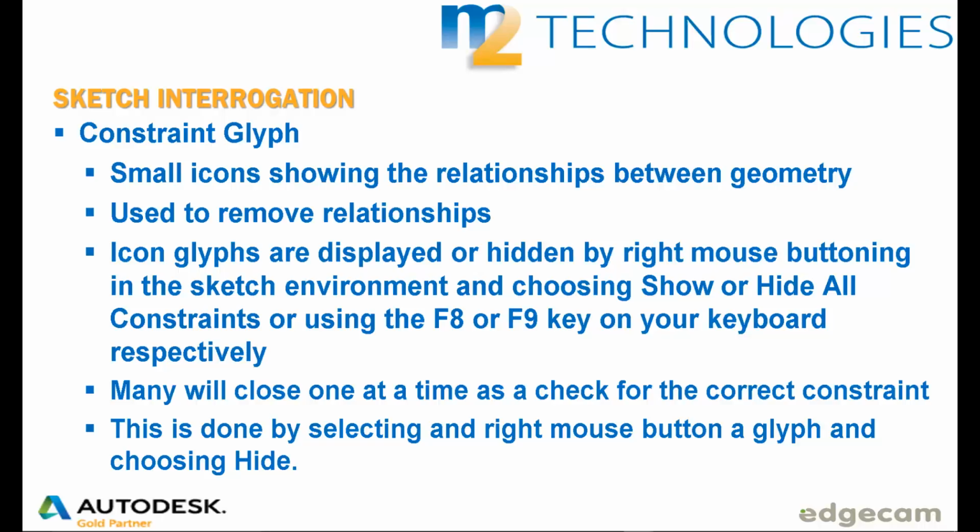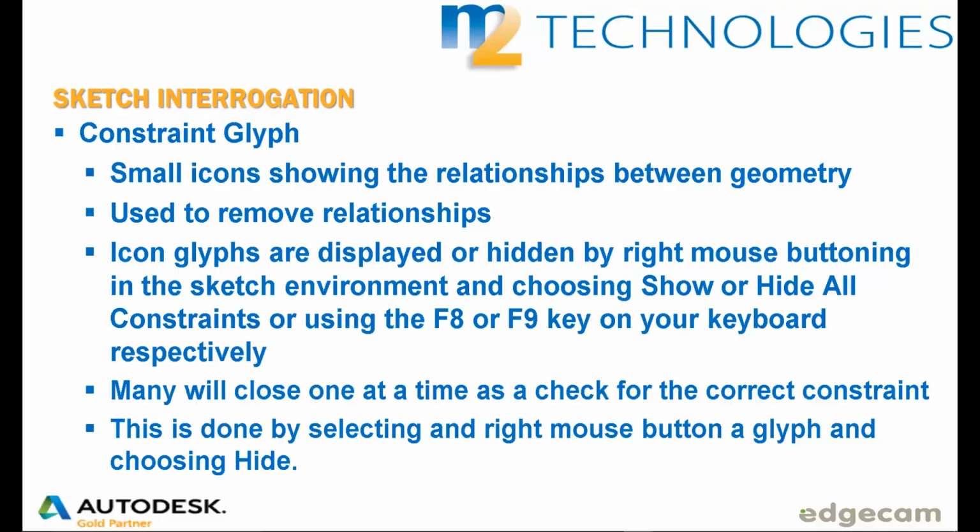Hovering over a constraint glyph while they're on display will highlight the two entities that form that relationship. So you'll see two lines, or a circle and a line, or a point highlighted.